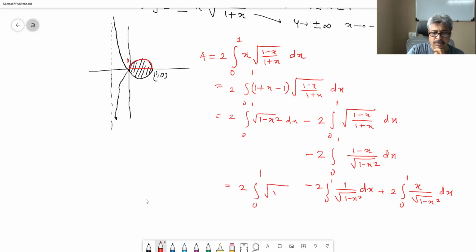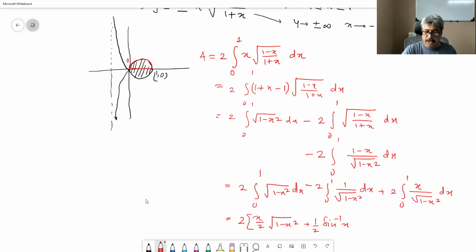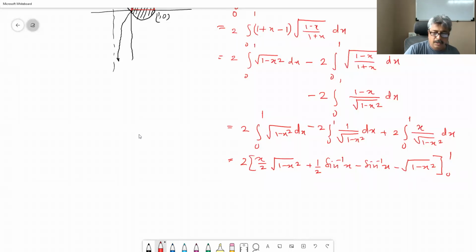Integral 0 to 1 radical 1 minus x square dx. All of them are doable, and therefore the final answer is 2 inside bracket x by 2 radical 1 minus x square plus half sine inverse x, minus sine inverse x, minus radical 1 minus x square, bracket complete 0 to 1, and if you substitute 0 and 1 you end up getting 2 inside bracket 1 minus pi by 4. The answer becomes 2 minus pi by 2. That is your final answer.